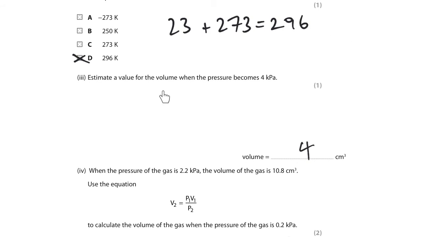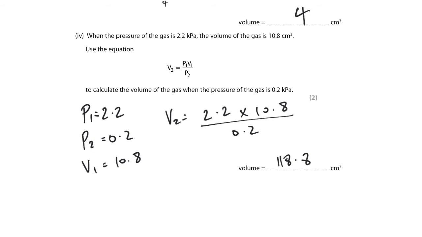The next thing is estimate a value for the volume when the pressure becomes 4. That's why I continued my curve. So I'm going to continue the curve on, go to 4, up to the curve and go across, and it gives me on my curve a value. Okay, so you've continued that curve, go to 4, go across and find your volume.